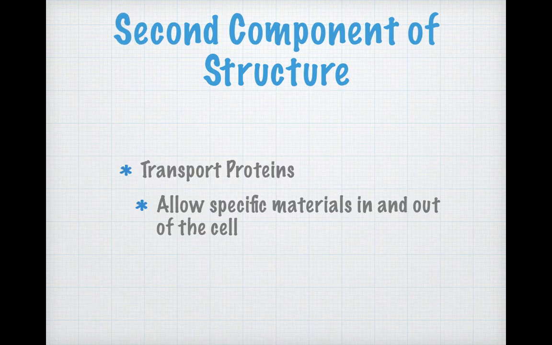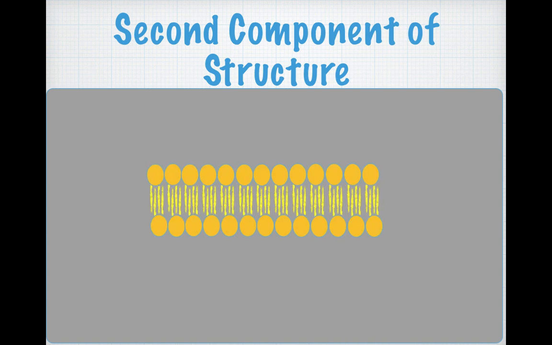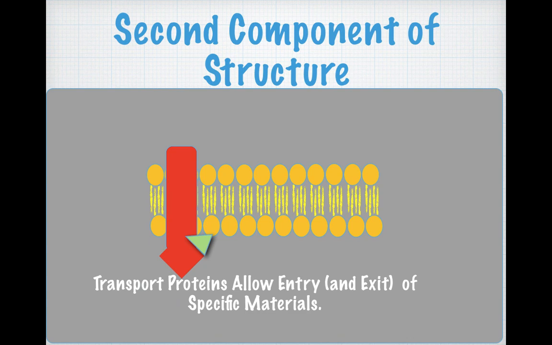The second structure is going to be the transport proteins. Transport proteins are going to allow specific materials into and out of the cell. So we have a phospholipid bilayer that's providing a barrier separating 2 water environments, and in that phospholipid bilayer we're going to place a transport protein, and that transport protein is going to specifically move materials from one side of the membrane to the other. And they are specific materials. So transport proteins are going to allow for the entry and exit, depending on how they're oriented, of specific materials. And now we've got some selective permeability.